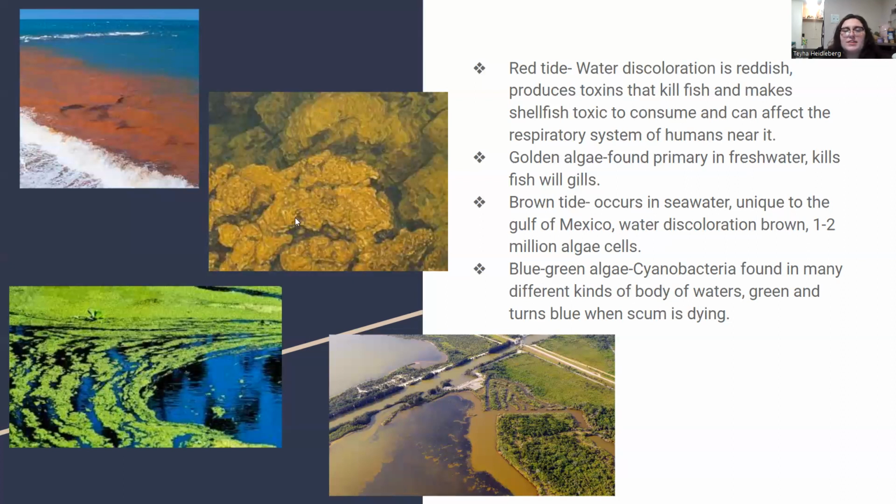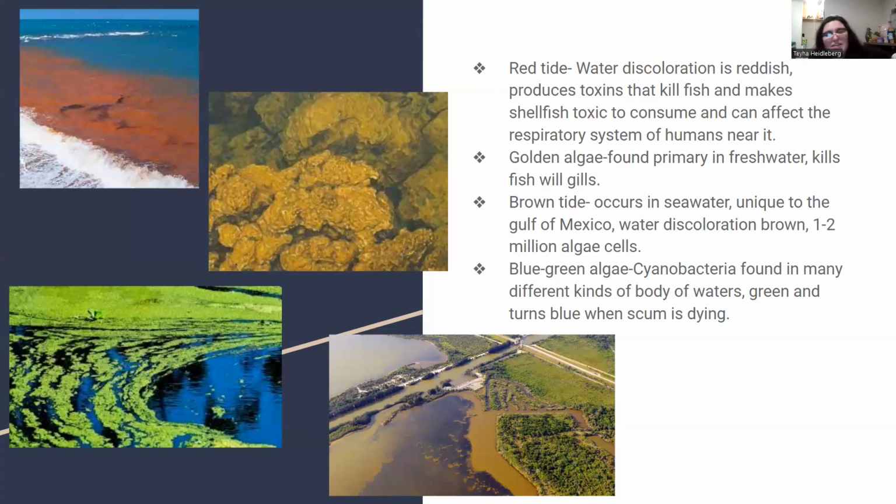And then this one is brown tide. It occurs in seawater and it is unique to the Gulf of Mexico. It obviously has a water discoloration that is brown, and 1 to 2 million algae cells make up this to make it the color brown.